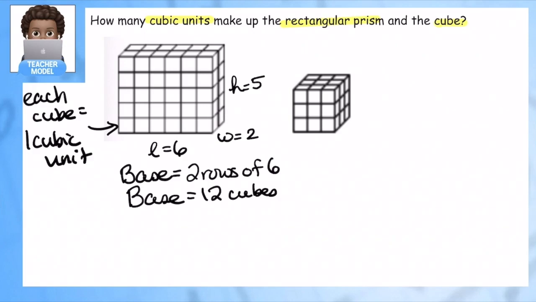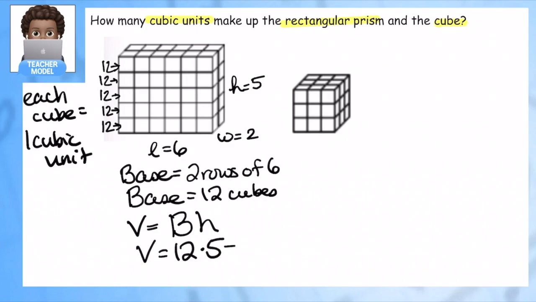Using this, I can figure out how many cubes are in this entire figure. If I have 12 cubes here, and I have 12 cubes in each row, I could keep adding 12 plus 12 plus 12, or I can just realize I can use the height. The height tells me how many rows I have. I have 5 rows of 12. And so for volume, I can just figure out my base and multiply it times my height. So 12 rows of 5 is 60 cubic units.